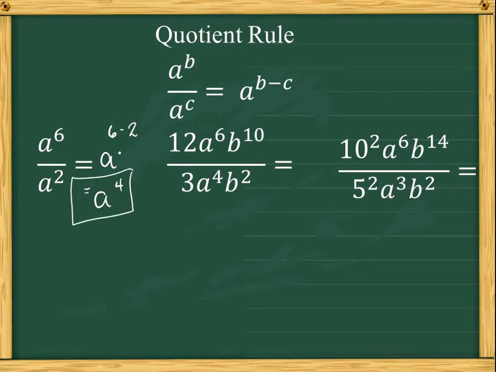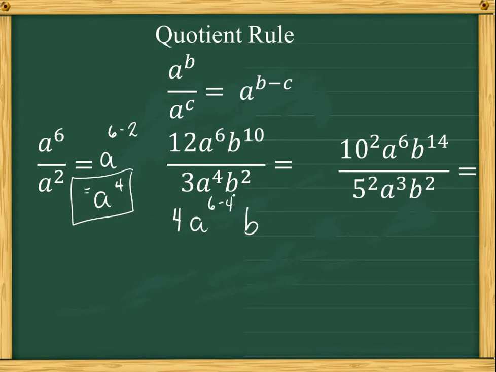Another example. We have here 12a raised to the 6th power, b raised to the 10th power, divided by 3a raised to the 4th power, b squared. We notice there is a numerical coefficient. What will you do when there is a number? Of course, you divide. 12 divided by 3 is 4. And we have here two bases, a and b. There is an a here, there is an a here. Both have a. What will you do? Subtract. So, 6 minus 4.